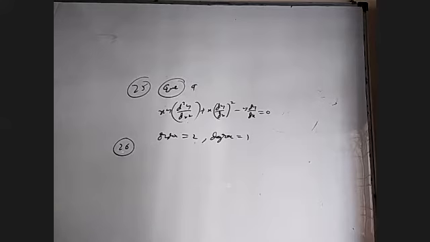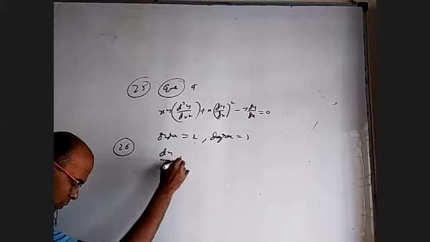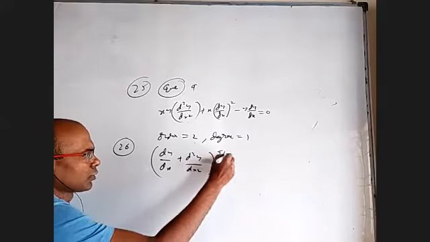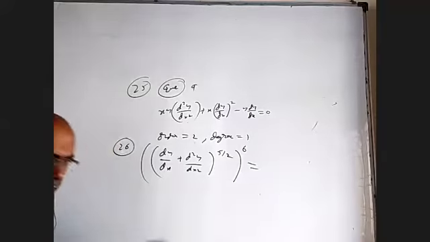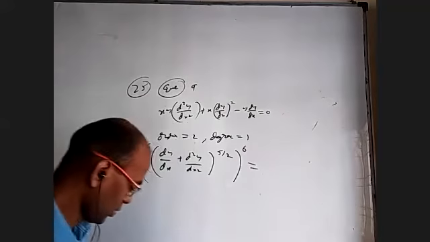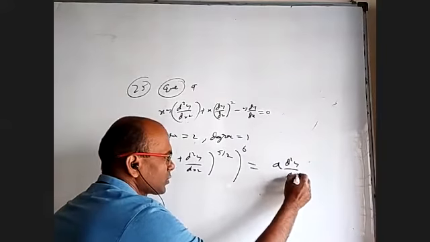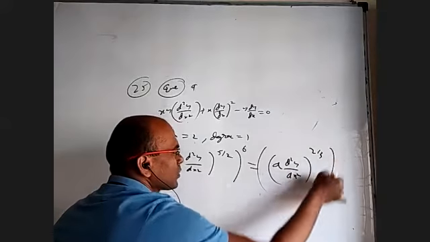To the power 6. Yeah. So just do power 6 on both sides. So dy by dx plus d square y by dx square power 5 by 2 whole power 6. That is the LCM of both 2 and 3. That's what we do. A into d square y by dx square whole power 2 by 3 whole power 6.